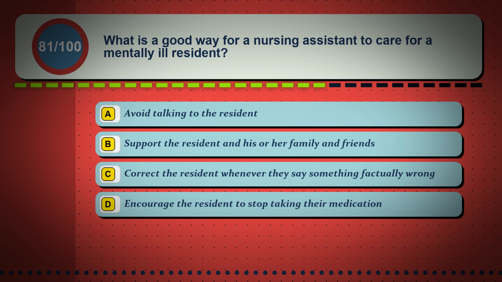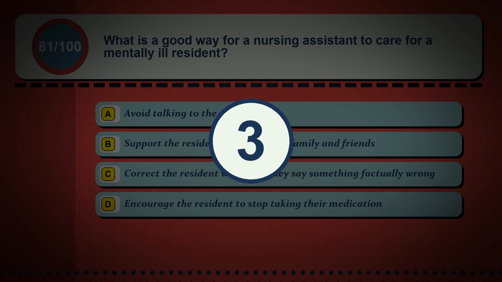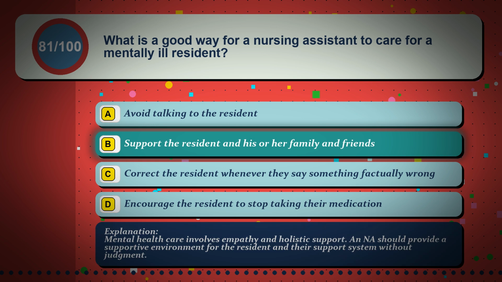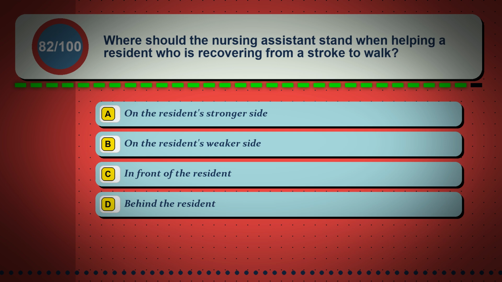Option A, avoid talking to the resident. Option B, support the resident and his or her family and friends. Option C, correct the resident whenever they say something factually wrong. Option D, encourage the resident to stop taking their medication. The correct answer is option B, support the resident and his or her family and friends. Mental health care involves empathy and holistic support, and the NA should provide a supportive environment for the resident and their support system without judgment. Question 82.